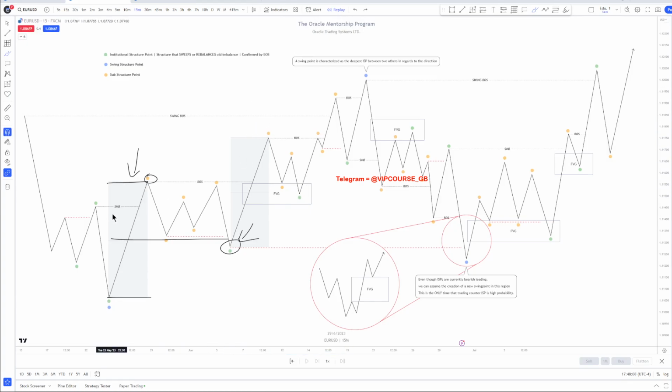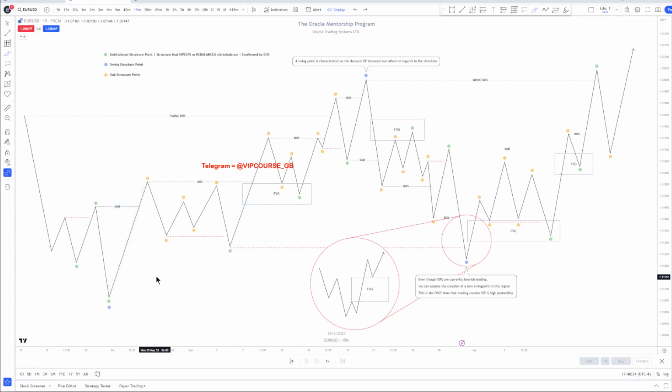Okay. So if it breaks here, this is simply internal structure. This is all substructure, and it is not a confirmed ISP until it breaks out of here. We're going to get into why ISPs are so important in the following segments, but for now, we're just going to focus on how to map and characterize each one of these structures in our 3-class system.